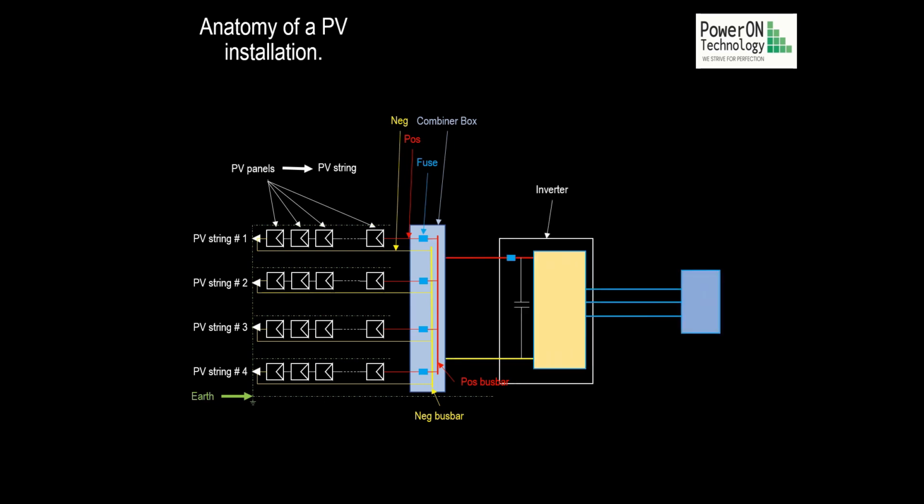The positive and negative busbars are connected to a 3-phase grid-tied inverter. There is a large capacitor bank connected in parallel across the input of the inverter. There is usually also a conventional fuse connected in series with the positive line coming into the inverter. This fuse is usually inside the inverter enclosure. The 3-phase output of the inverter connects to a load, or in the case of a grid-tied inverter, it connects to the public utility grid.